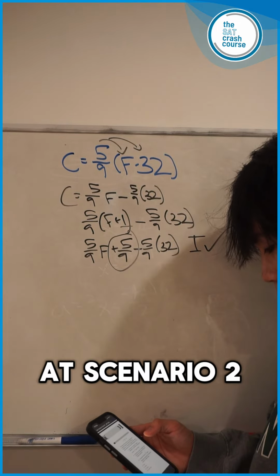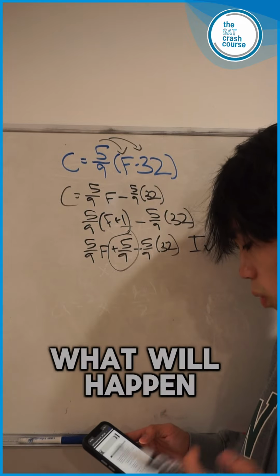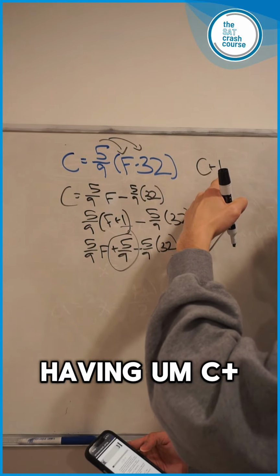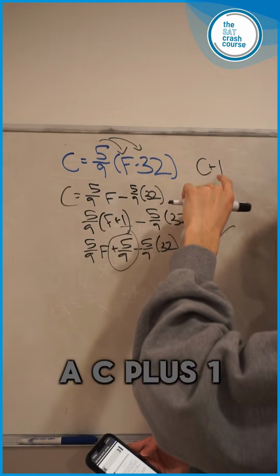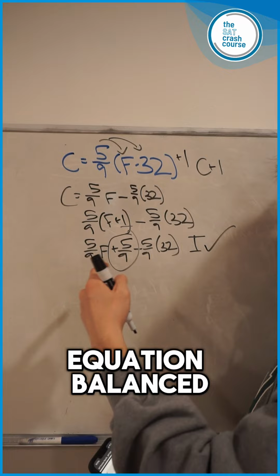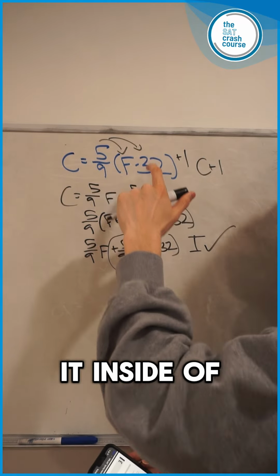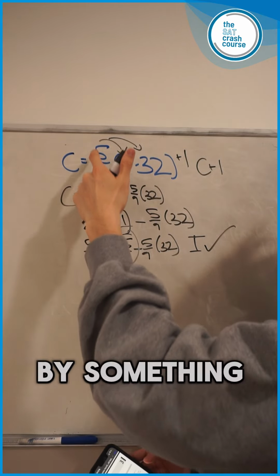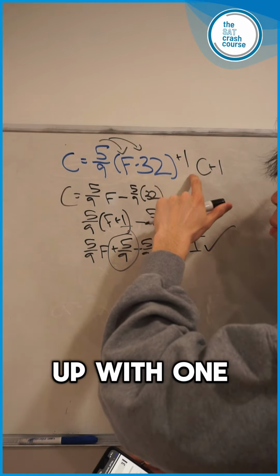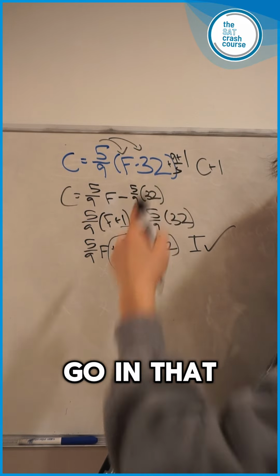Now let's look at scenario 2. If we increase the temperature by 1 degree Celsius, what will happen to the degrees in Fahrenheit? So we can illustrate that by having C plus 1. If we have a C plus 1 here, then that means we're also going to have to add 1 onto the other side to keep the equation balanced. If we add 1 here, and we need to move it inside of the parentheses, then we're going to have to multiply it by something that cancels out with 5/9. Of course, if we're going to end up with 1, that means it's going to be the reciprocal of this, so we get 9/5. So 9/5 would go in that parentheses.